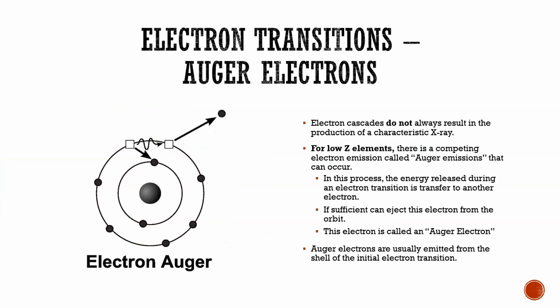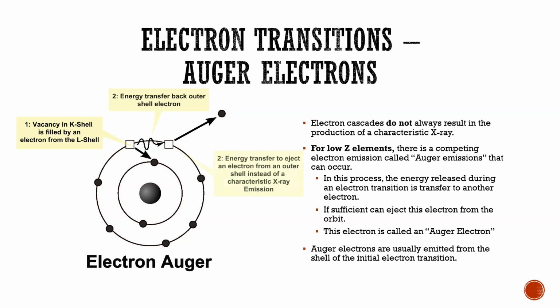So when we talk about electron transitions, it is not always the case that when an outer shell electron transitions to an inner K shell, an X-ray is formed. For very low Z elements, there is actually a competing emission called an Auger emission. Instead of releasing a characteristic X-ray, the energy is transferred back to the outer shell orbital electron, which is then ejected from its orbit. Once again, in comparison, this only occurs for mostly low Z elements.